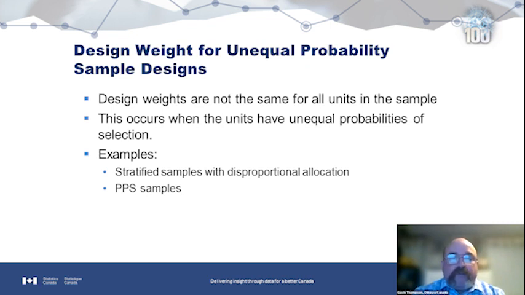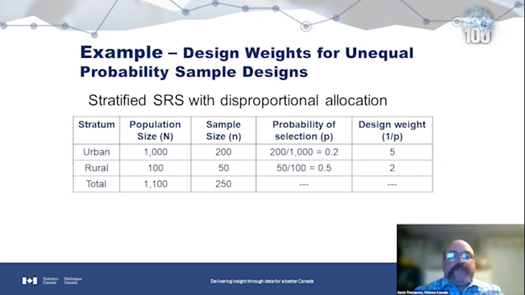And with probability proportional to size samples, if we recall that from a few weeks ago, I did an example where we talked about farms and the number of acres. Each farm had a different chance of being selected based on the number of acres that were in that farm. So we would have to calculate it for each one. So this gets a little bit trickier. So here's an easier one with unequal probability samples.